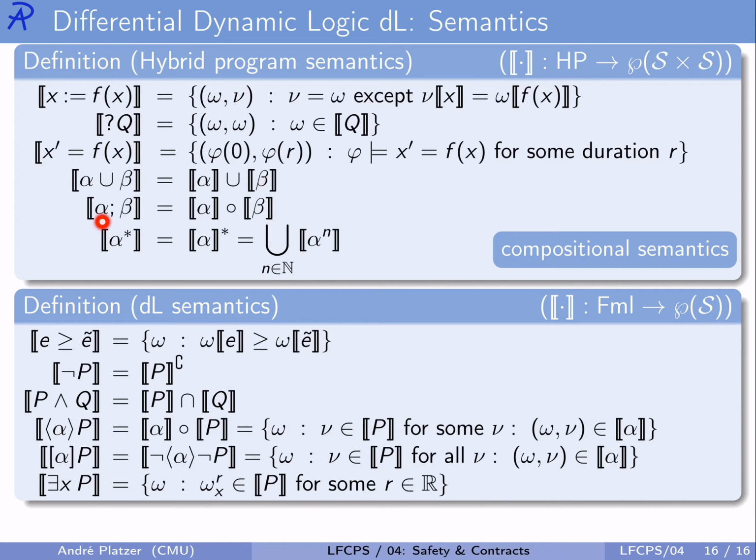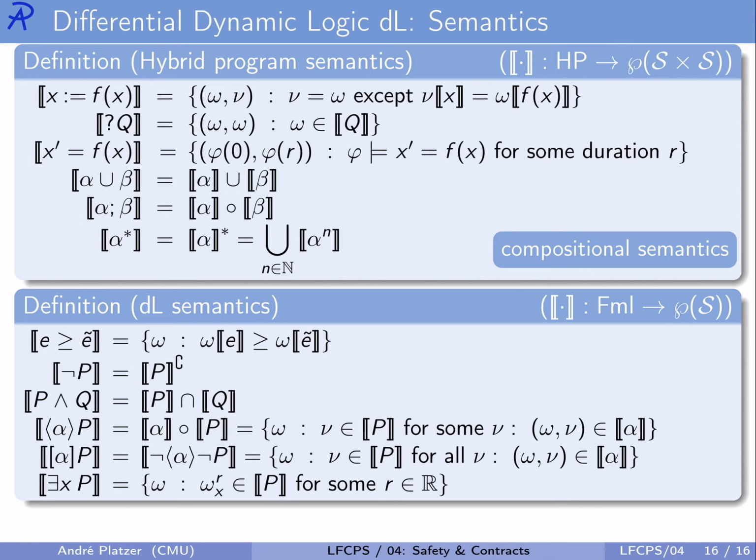The meaning of alpha semicolon beta is the relation composition of first running alpha through some intermediate state and then running beta. And the meaning of non-deterministic repetition of alpha is the reflexive transitive closure of the relation induced by alpha, or an arbitrary n-fold iteration of the program alpha, alpha semicolon alpha n times. Observe how this was a compositional semantics. The meaning of something is always a simple function of the meaning of the pieces.